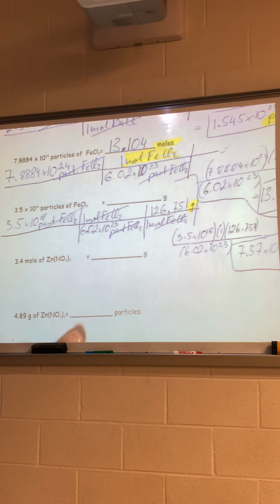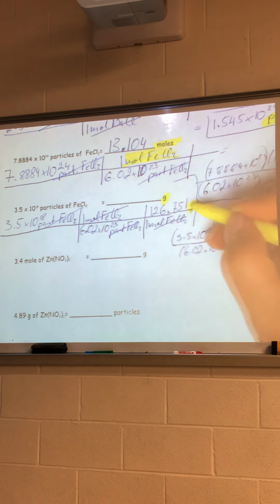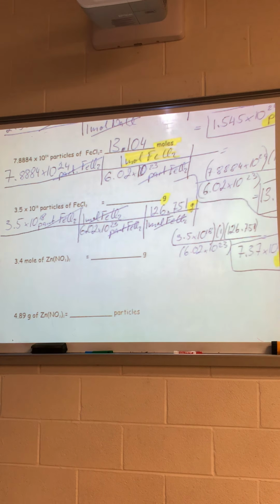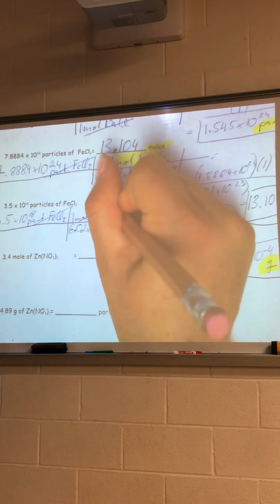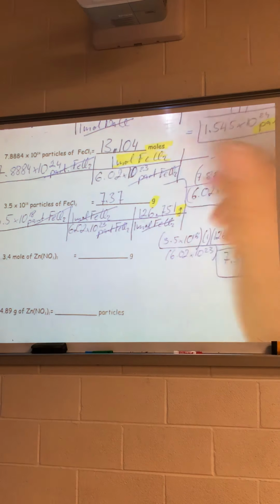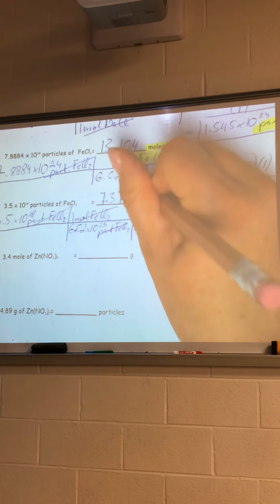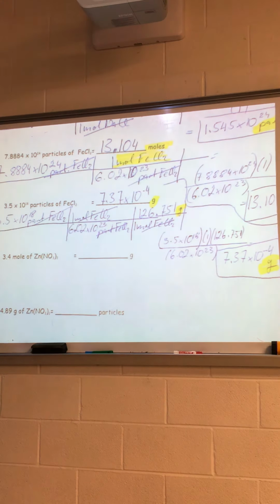Again, don't forget, if you want grams, grams needs to be the last unit on top, and you need to put grams in your answer document. Okay?